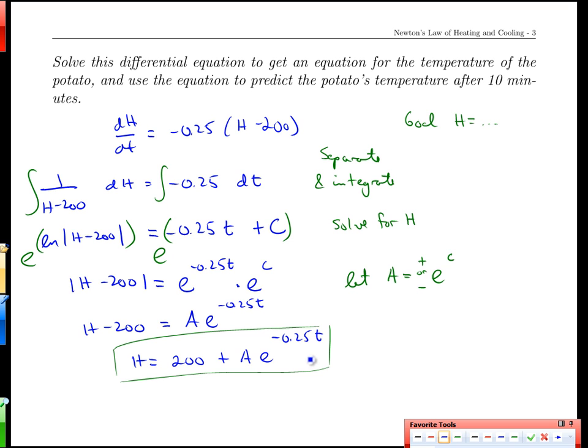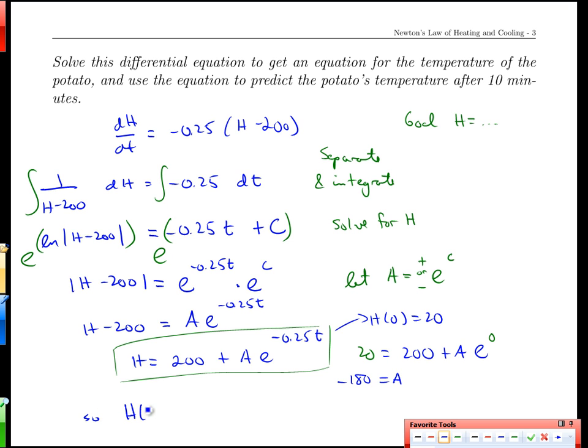Fantastic, actually. So, are we done? Well, wait a minute, hold on. We wanted a solution for this particular potato, and for that, we also have some initial conditions. The initial condition of being 20 degrees at the start time. So if we sub that in, that means that H is 20 when t is 0. So we'll plug that in: 20 equals 200 plus A e to the 0. Put that in color too, there we go. And that means that negative 180 is equal to A.